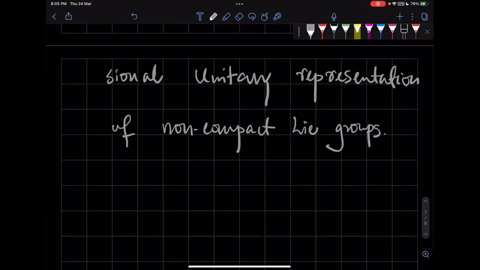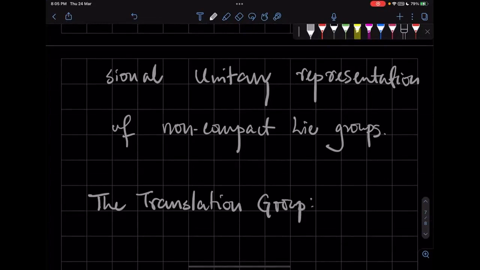Okay, so the next thing we want to discuss, and this is going to be our last of the review of examples before we move on to more formal topics, is the translation group. Actually, there is another one after this. The translation group is pretty easy.